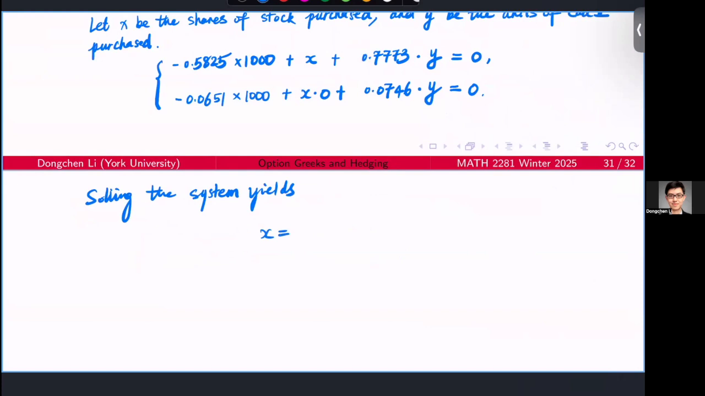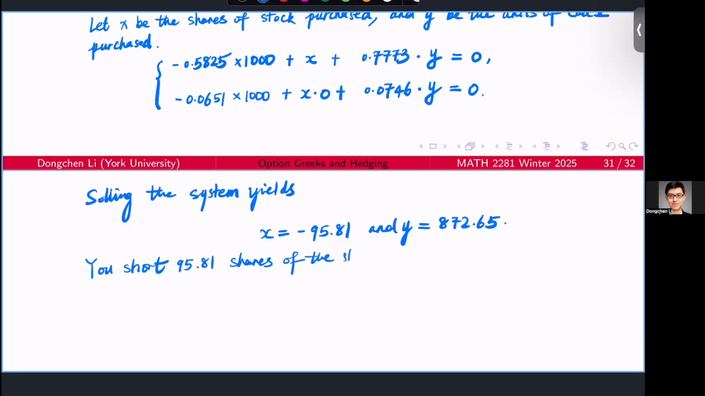So solving the system yields X equals negative 95.81 and Y equals 872.65. What it means is you actually short 95.81 shares of stock, and long 872.65 units of call 2.